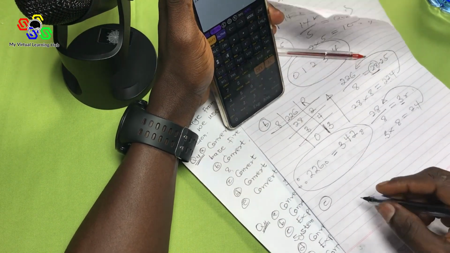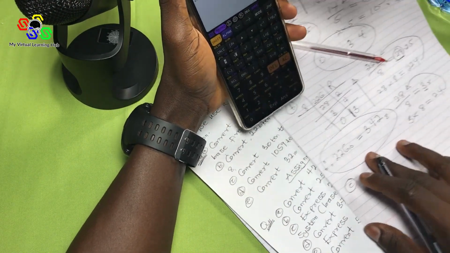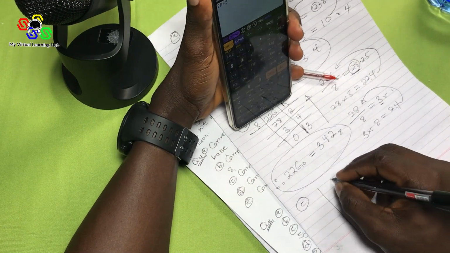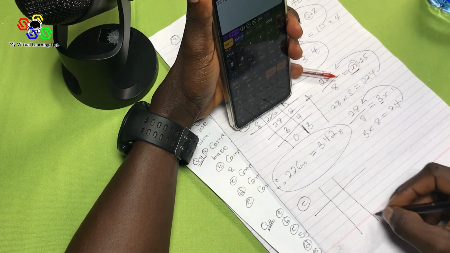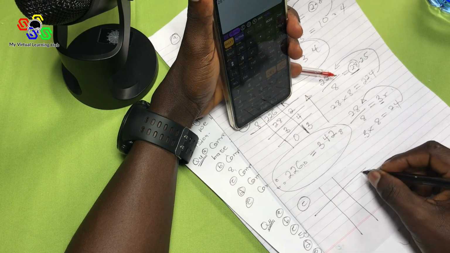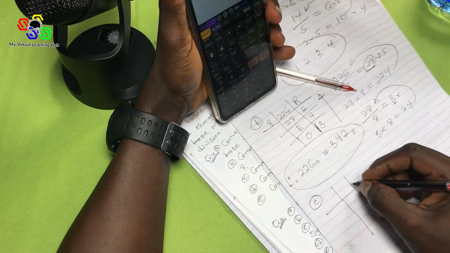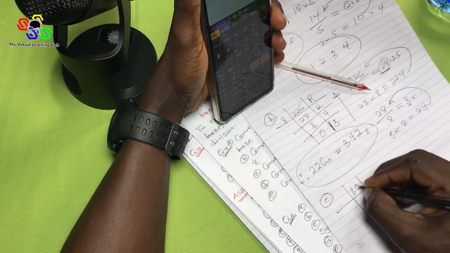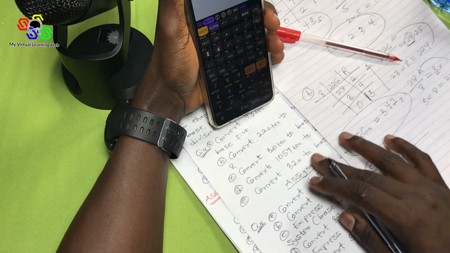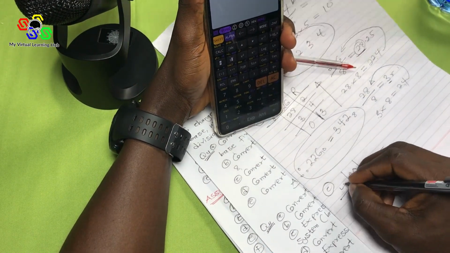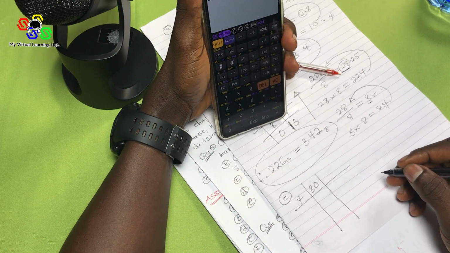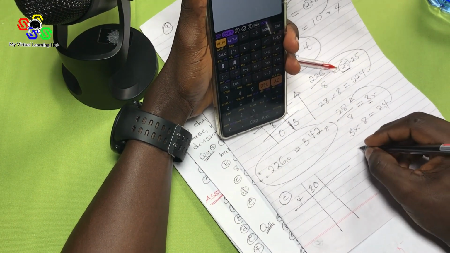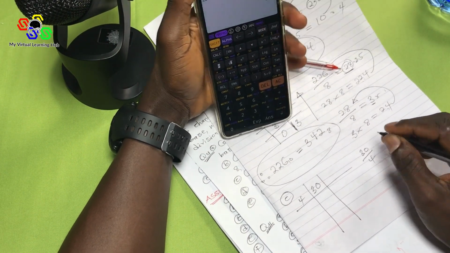The C says we are to convert 30 base 10 to base 4. So as usual, we'll draw our two vertical lines and a horizontal line here. Now the number we want to convert is 30, so you write 30 here. We want to convert 30 to base what? 4. So we shall write the 4 here. So we are employing the method of successive division. So we say 30 divided by 4.